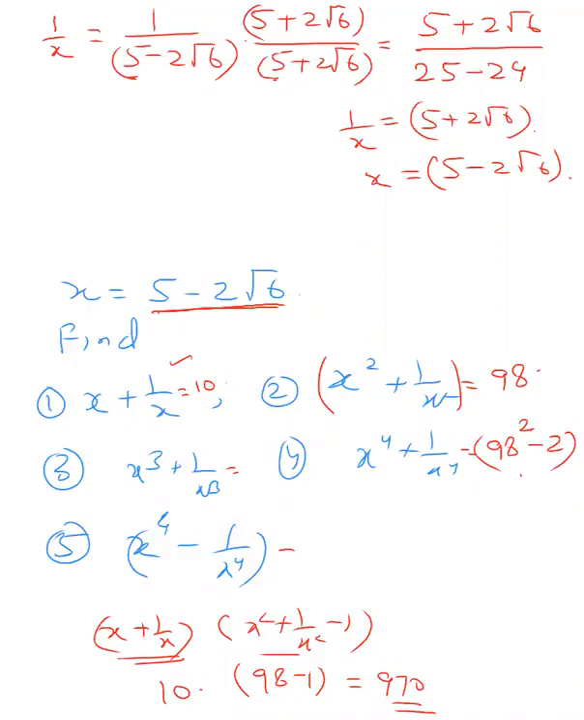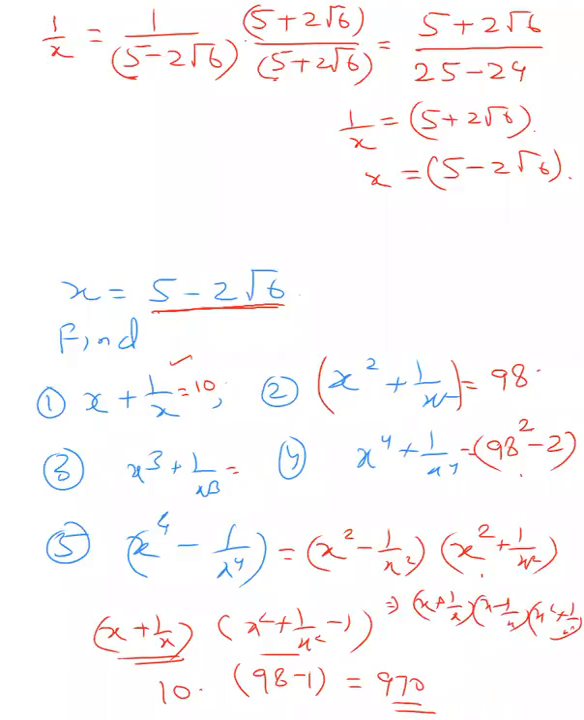And x to the power 4 minus 1 by x to the power 4, the fourth one, first factorize this. x square minus 1 by x square and x square plus 1 by x square. We can again factorize this as x plus 1 by x, x minus 1 by x, and x square plus 1 by x square. So x plus 1 by x was 10. See, from this you can subtract this. So x minus 1 by x is 4 root 6. And x square plus 1 by x square is 98. So 98 into 40 root 6. 400 minus 8, 392 root 6 is the answer for the last one.